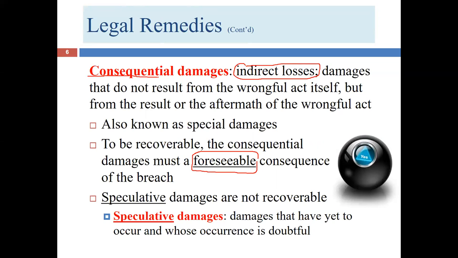Was it reasonable to think that because you were 5 days late with your delivery of widgets, my whole business would go bankrupt? Probably not. It probably wasn't a foreseeable consequence unless I gave you information that told you about that, or that information was generally available in this industry. So sometimes there can be consequences that aren't foreseeable.